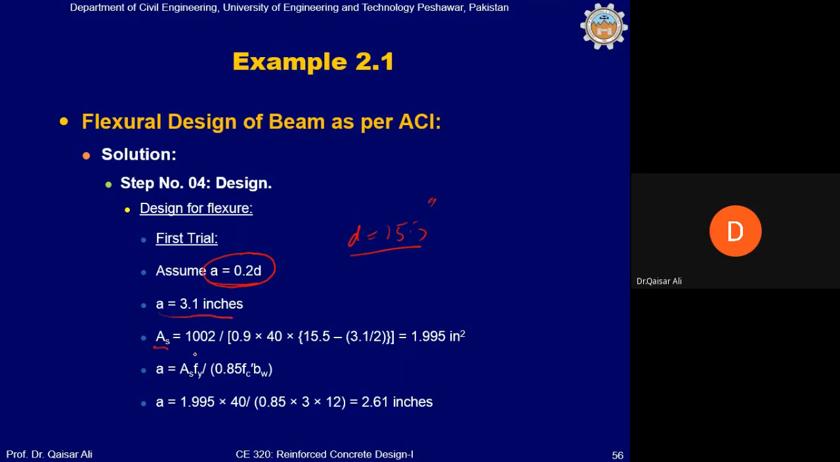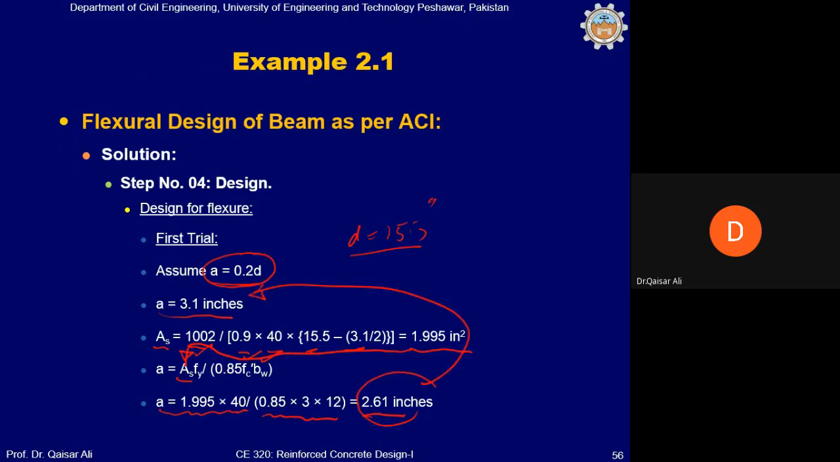And then As is calculated as 1002 divided by 0.9 times 40 (d minus a/2), where a is 3.1. So area of steel comes out to be 1.995. Substitute this value of As in this equation for calculation of a. This will give us, because everything else is known, As comes from this equation, Fy is known, Fc is known, bw width of the beam is known. So small a can be calculated from this equation, and this comes up with 2.61 inch against the value of 3.1 inch in the beginning.